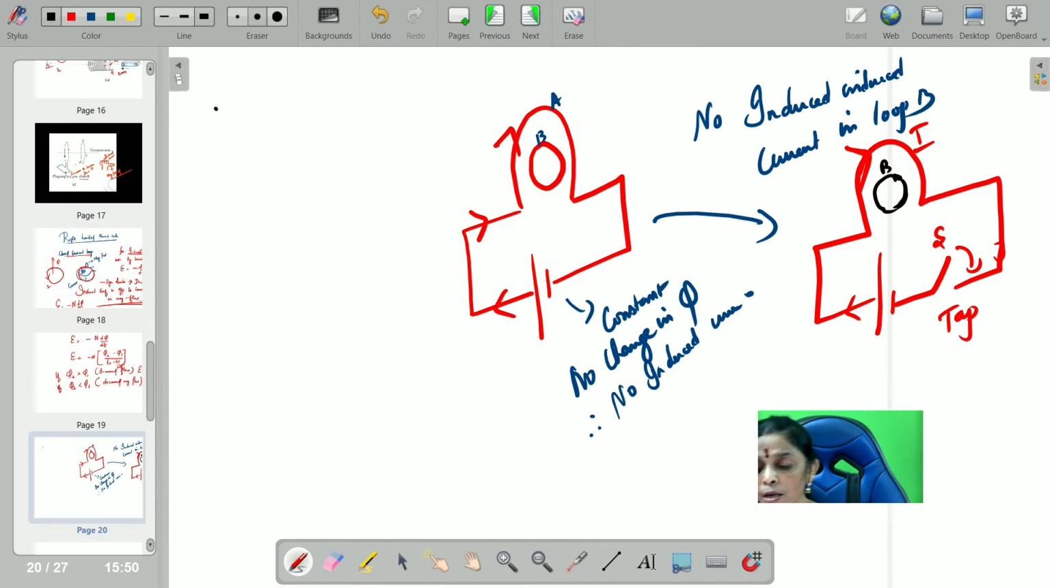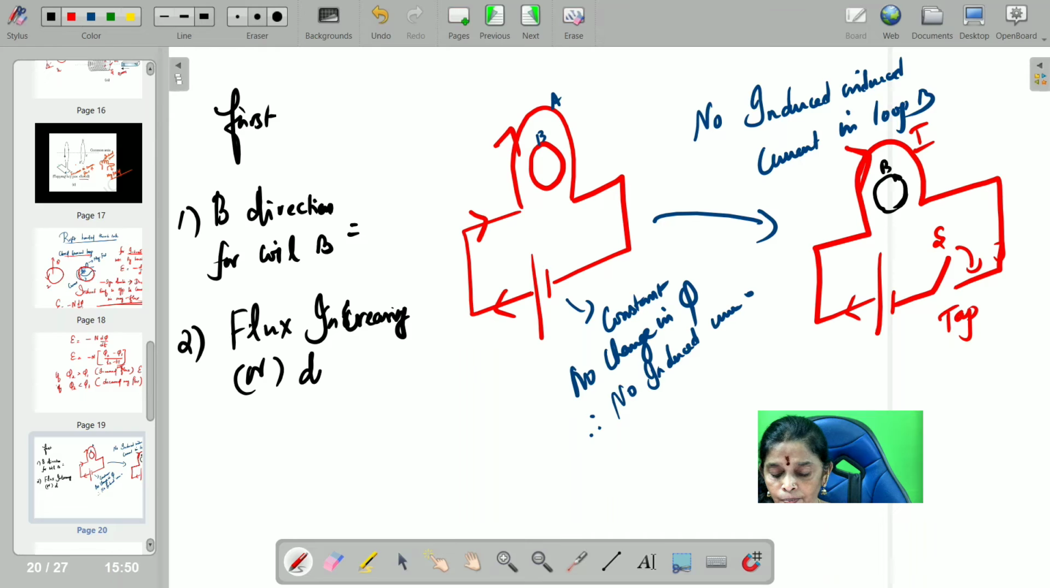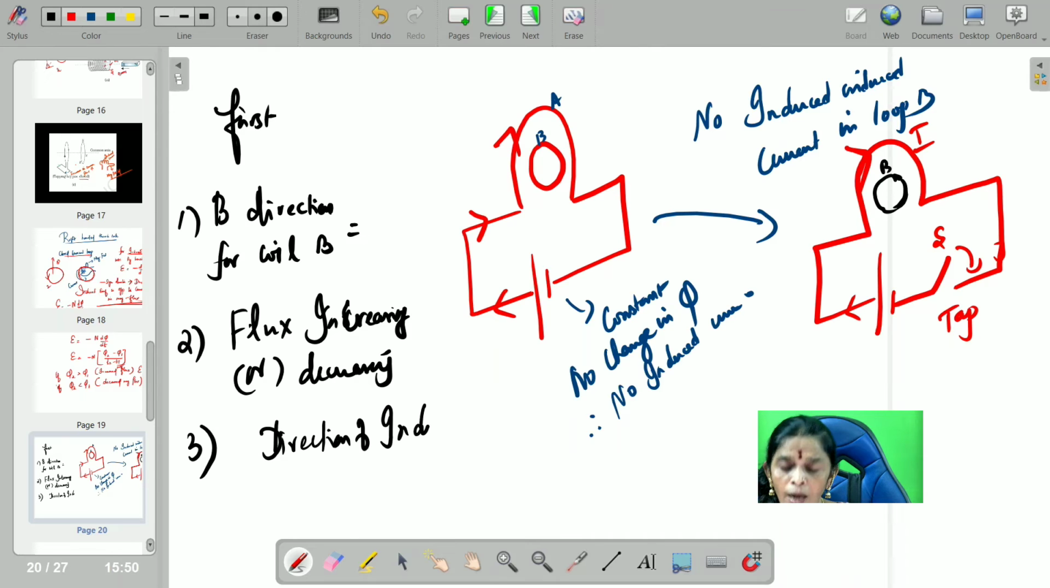How? First, you have to find out the magnetic field direction, B direction for coil B. Next, number 2, find whether the flux is increasing or decreasing. Third, you have to find out the direction of the induced current. Come on, children, it is very simple for you to learn.